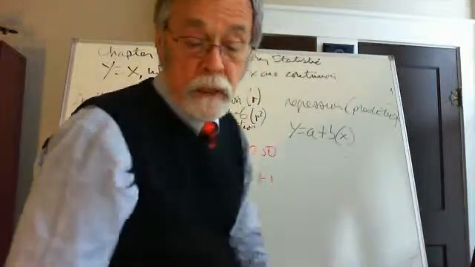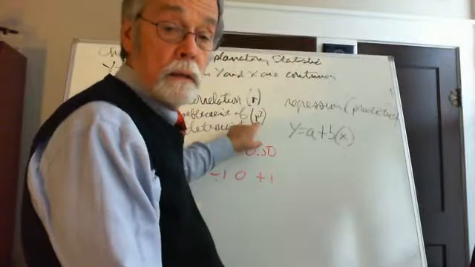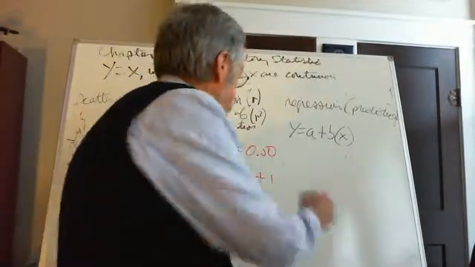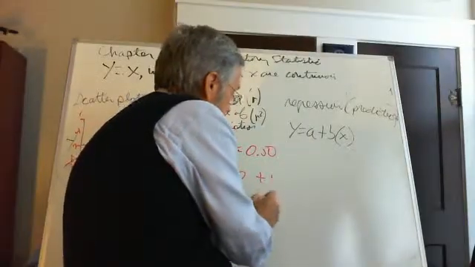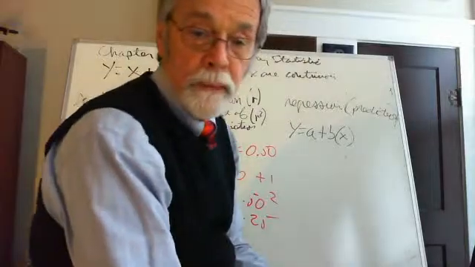Then we have what we call the coefficient of determination, and if you flip the page to page 372, you'll see what that is. That's simply the R squared. So if we take, in this case, 0.50 and square it, we get 0.25, if I did my math correctly.